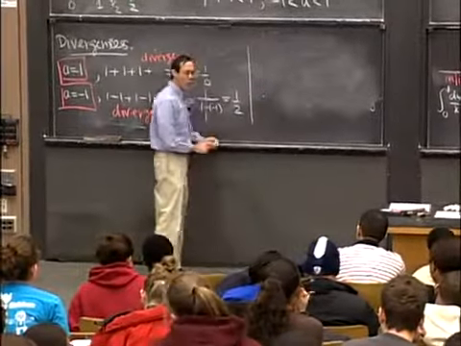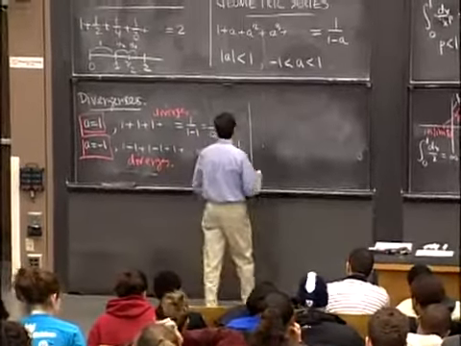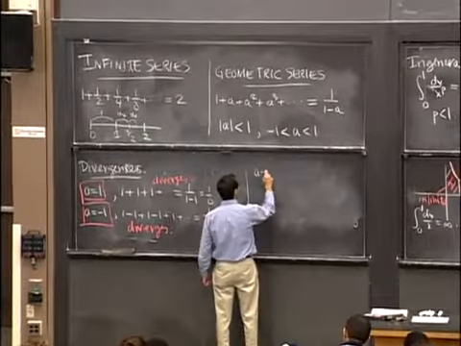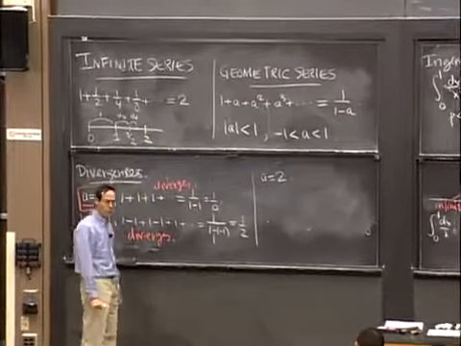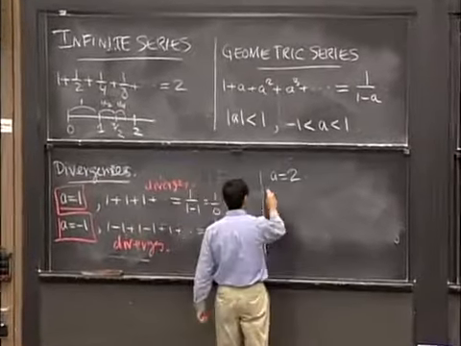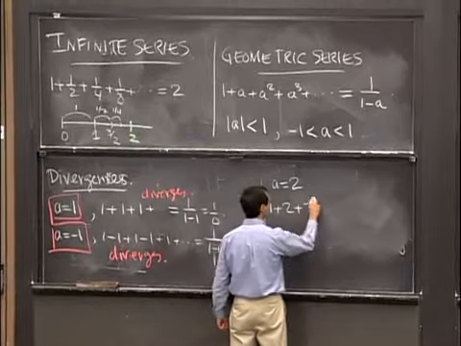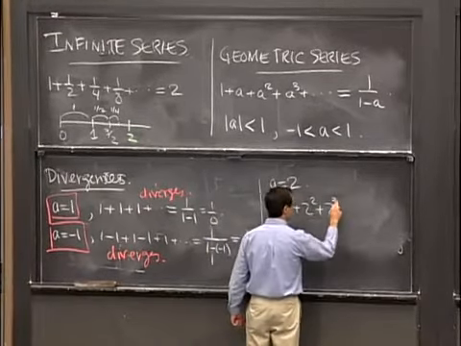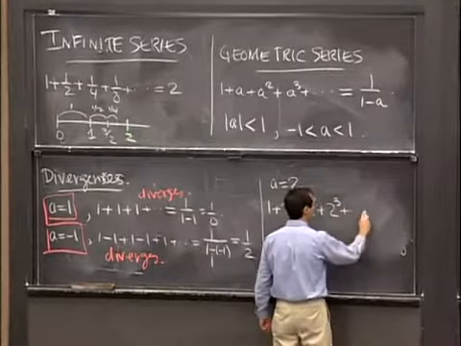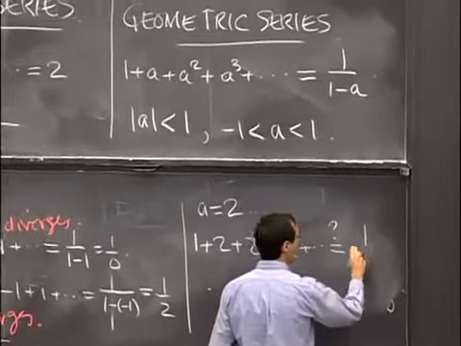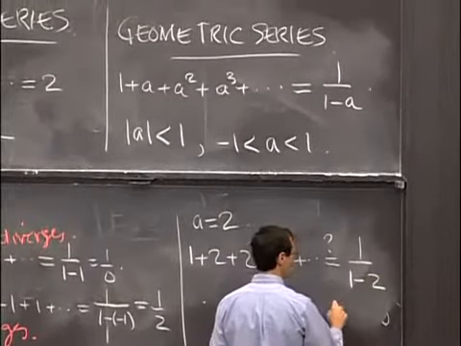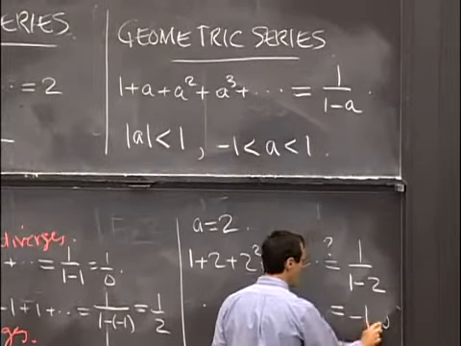I'm going to add one more case just to see that mathematicians are slightly curious about what goes on in other cases. So this is 1 plus 2 squared plus 2 to the cube plus, etc. And that should be equal to, according to this formula, 1 over 1 minus 2, which is negative 1.